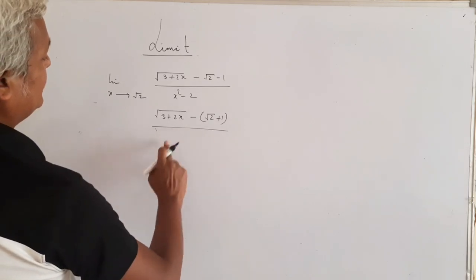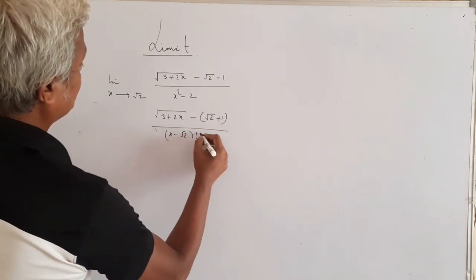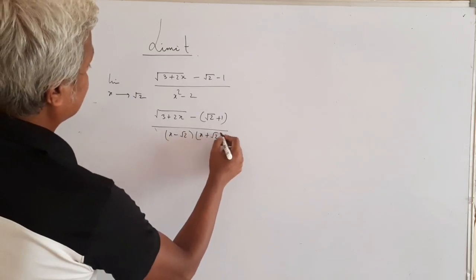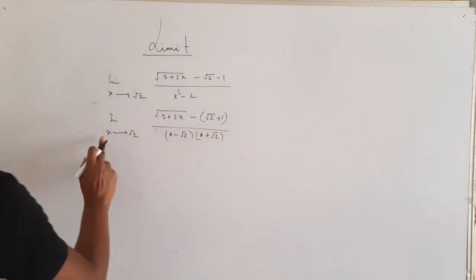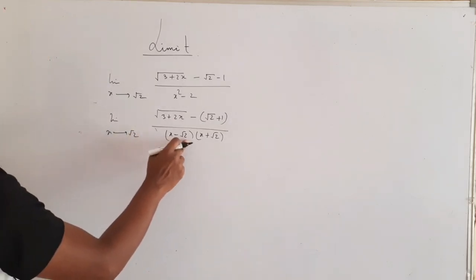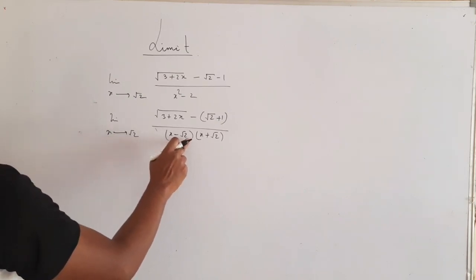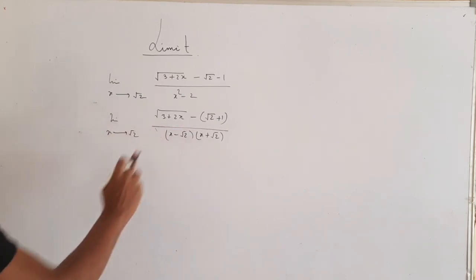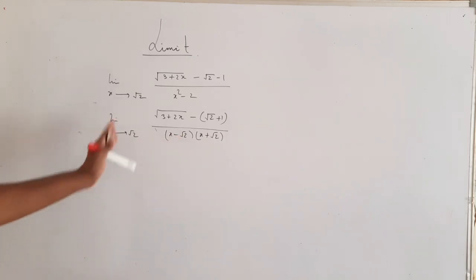Root 2 square is this, so I am not wasting my time. I simply remove, and then I write x minus root 2, x plus root 2, limit x tends to root 2. Now when x is tending to root 2, x minus root 2 is tending to 0, and this is what's making it 0. It means I have to get rid of this x minus root 2. So I can do that.